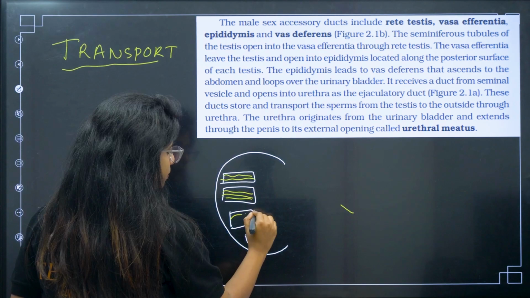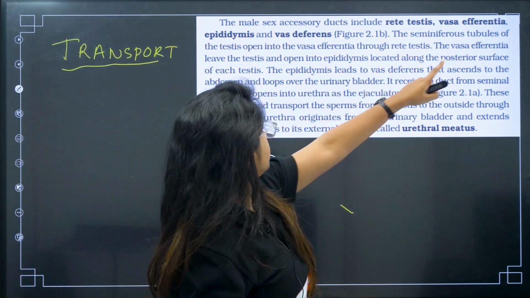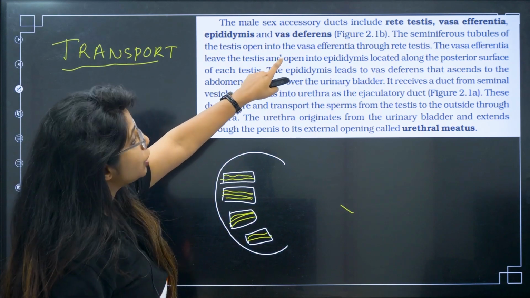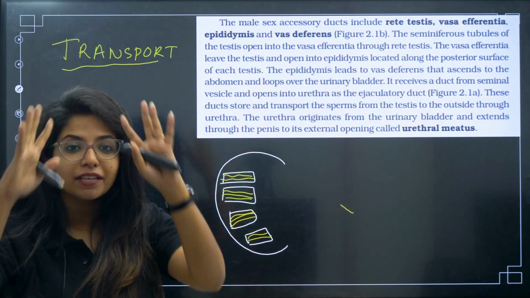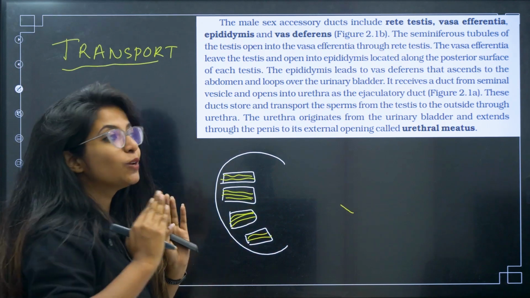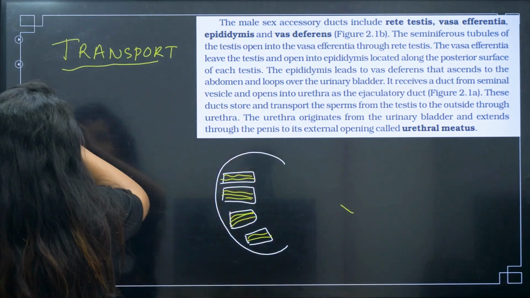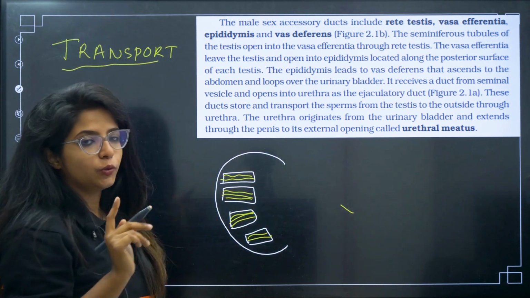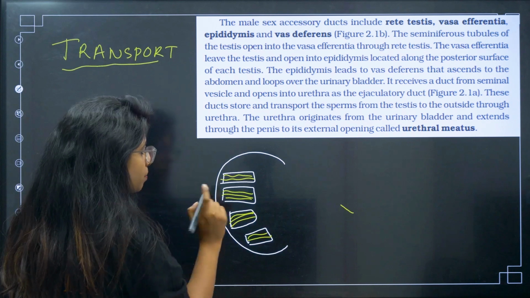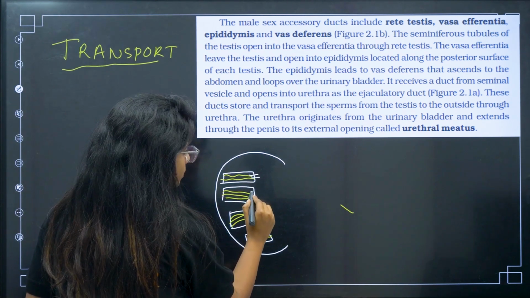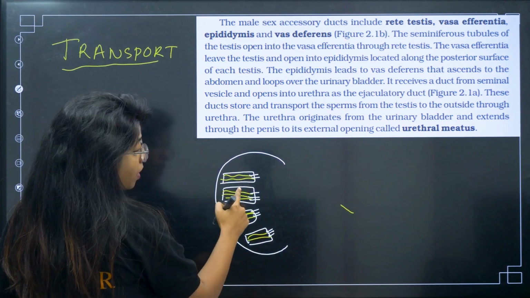Now let's do it. The seminiferous tubules of the testis open into the vasa efferentia through rete testis. That means there is something known as rete testis in between, which will be opening into vasa efferentia. So NCERT always complicates things. Let's make it simple. Between that it's not enough, you need to study one more very simple thing.